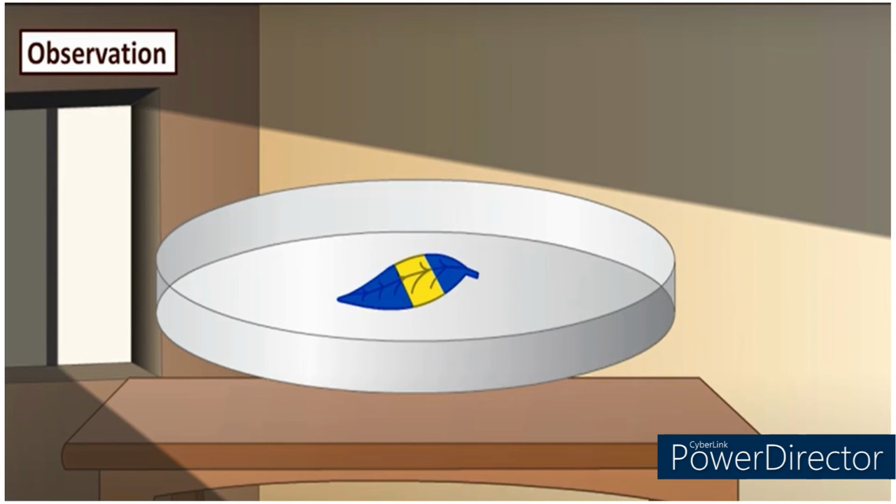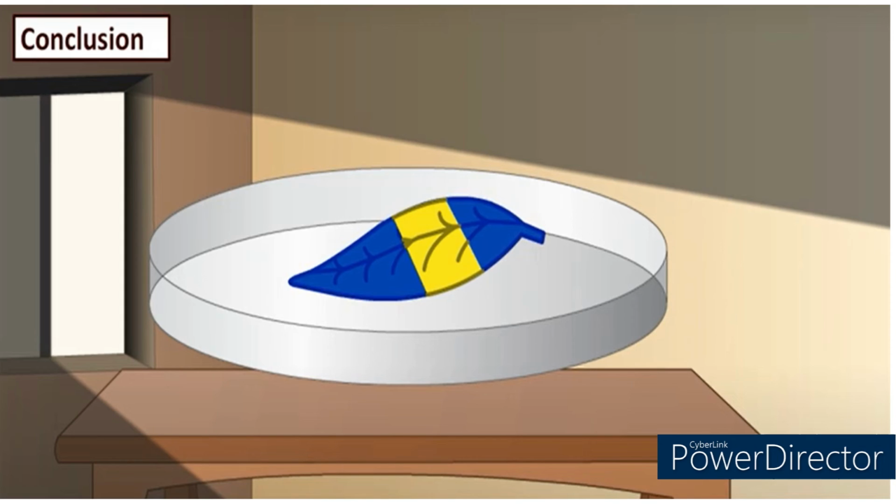Observation: the covered portion of the leaf does not change color, whereas the uncovered portion turns blue. The covered portion of the leaf did not receive sunlight, hence photosynthesis did not occur and no starch was formed there. The uncovered portion of the leaf received light and starch was formed there due to photosynthesis.